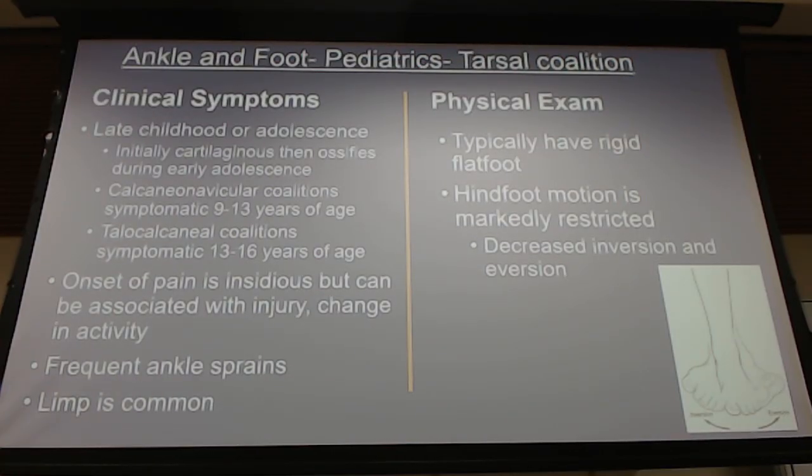So, we talk about the age distribution between calcaneonavicular and talocalcaneal coalitions. Generally speaking, talocalcaneal coalition occurs at 13 to 16 years of age. So your younger patients are going to present with calcaneonavicular coalitions, right?